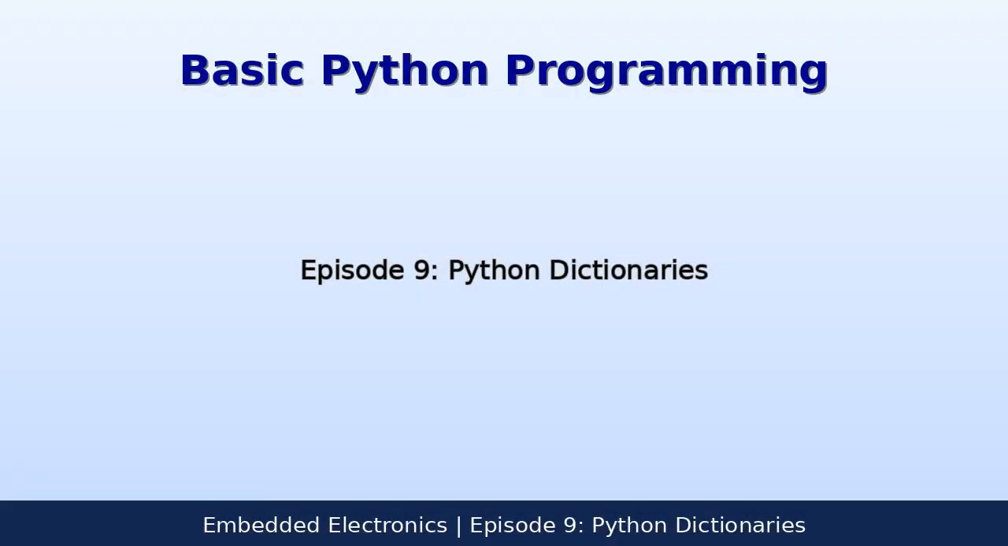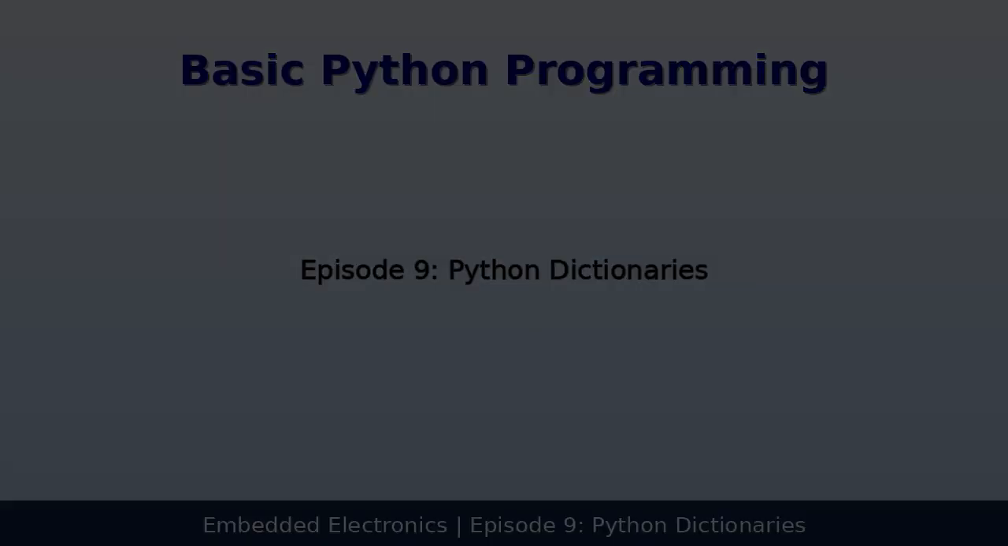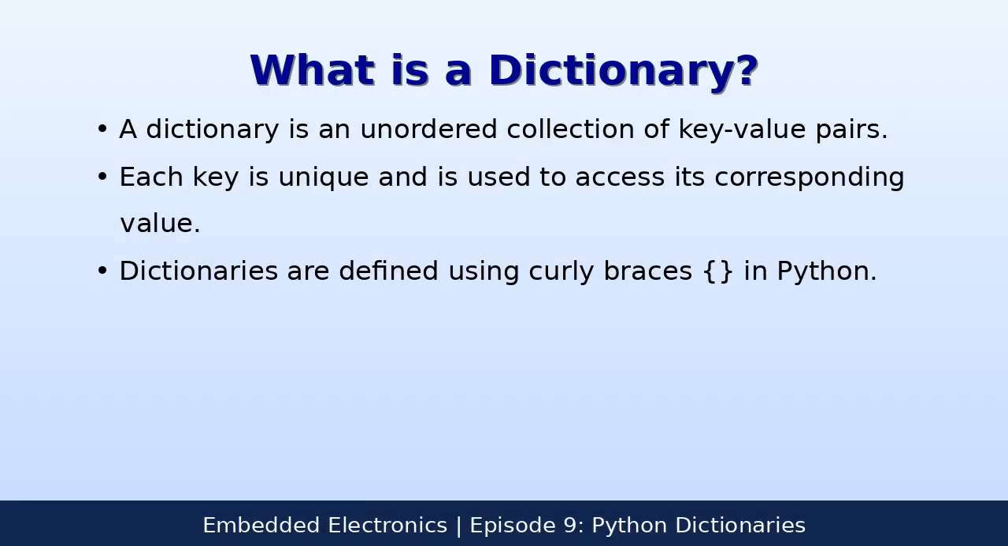Episode 9, Python Dictionaries. A dictionary is an unordered collection of key-value pairs. Each key is unique and used to access its corresponding value. Dictionaries are created using curly braces in Python.